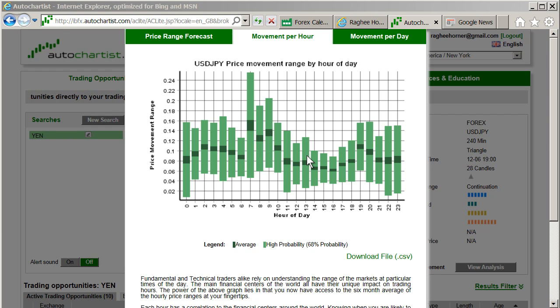Fast forward 12 hours later and juxtapose 8 a.m. to noon to 8 p.m. to midnight. Very different price behavior. Take a look. Anywhere from on average of 8, maybe 10 pips to about 14, 15 pips per hour. It drops off and stays down there. Even though it's the Asian session, it's very quiet.